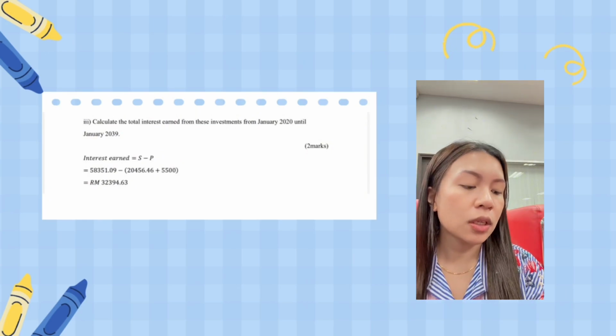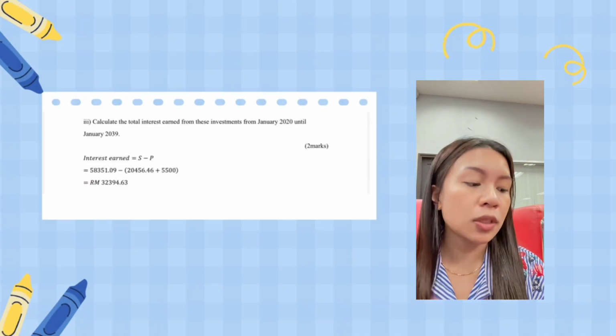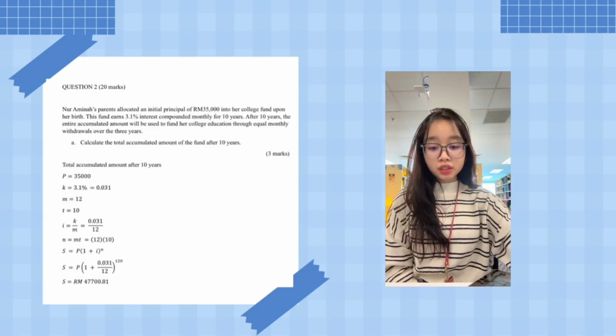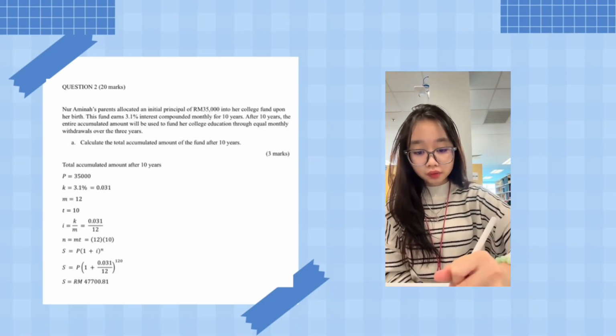When we add these values, the total interest earned is 32,394 ringgit and 63 cents. Question number 2. Our first task is question 2A. Calculate the total accumulated amount of the college fund after 10 years.